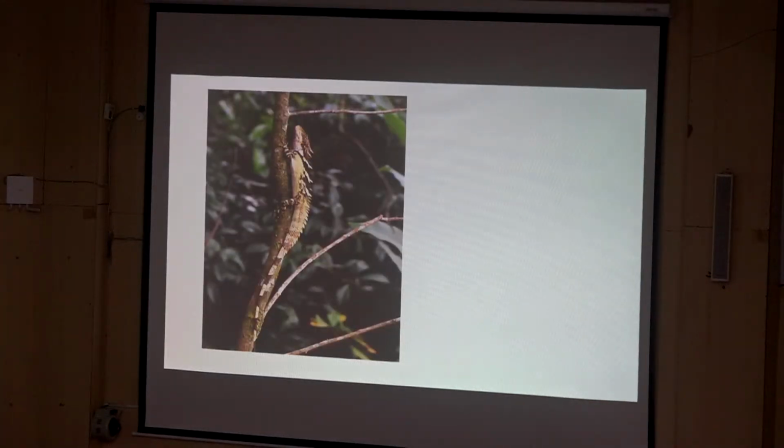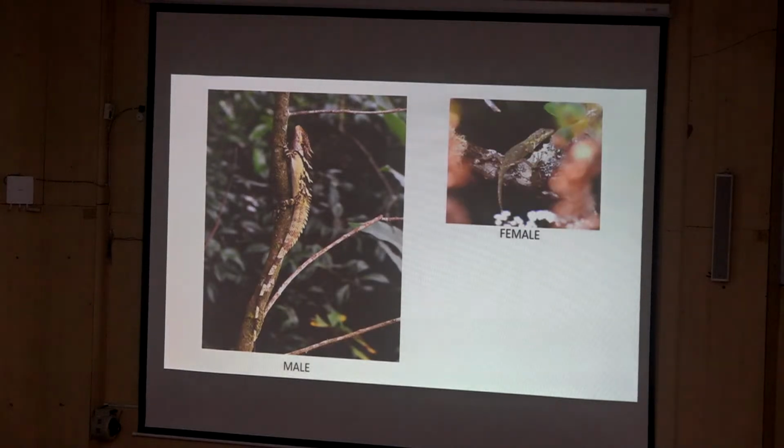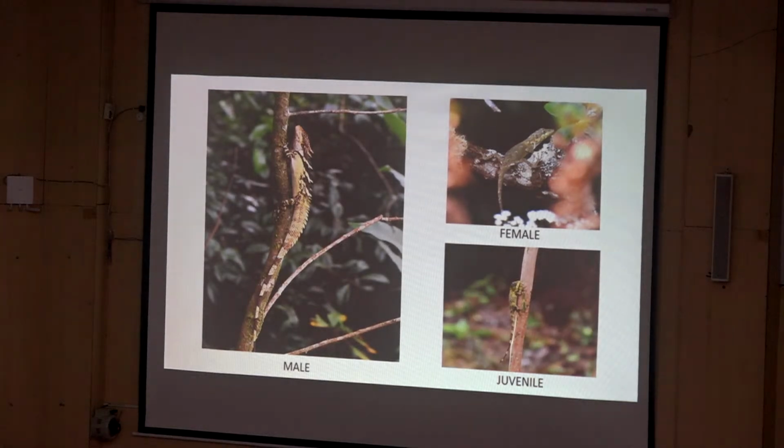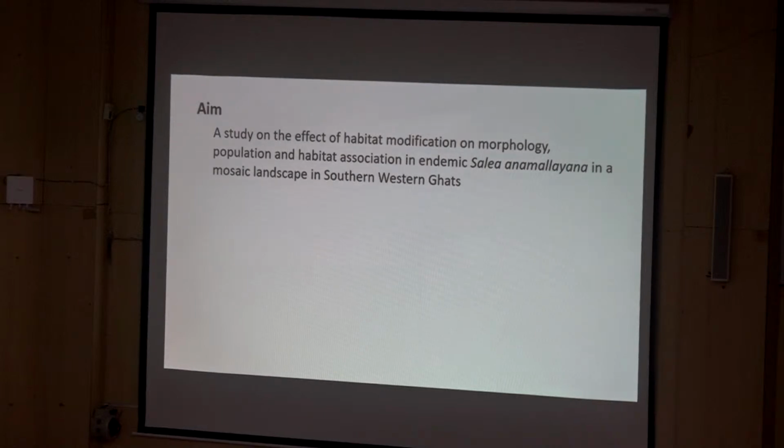It is a spectacularly ornamented lizard, and it also exhibits sexual dimorphism. The males can be differentiated by their spines on the dorsal side, which extend till the tail. The females, which are smaller in size, do not have spines on the dorsal side, and the juveniles can be easily identified because of their smaller size. The aim of the study is to find the effect of habitat modification on morphology, population, and habitat association in the lizard.